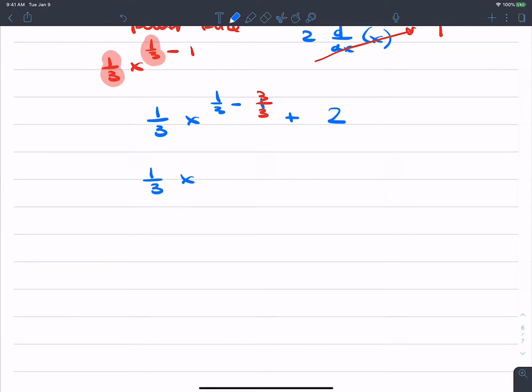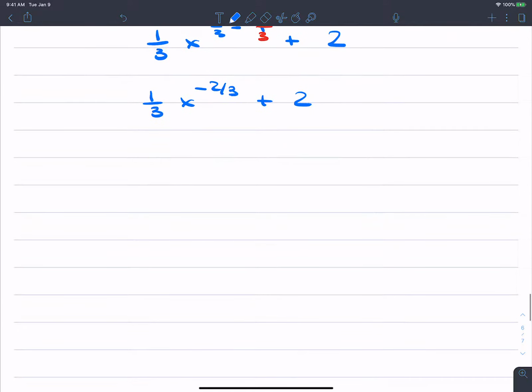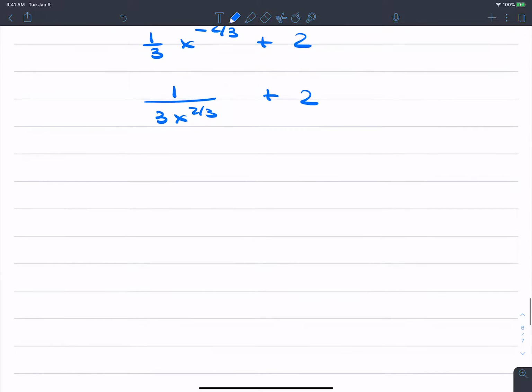1/3 x to the negative 2/3 plus 2, and this is now written as positive powers here, ladies and gentlemen. 1/3 x to the positive 2/3 plus that 2. And I'm going to go a bit further. So F prime of x is 1/3 cube root of x squared plus 2, ladies and gentlemen.